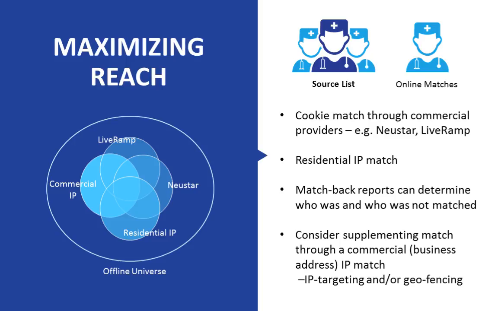But again, we don't look at it as an either or. We try to create the superset of these things, which gives us ultimately the highest percentage. So what you see on the left is a Venn diagram that says through LiveRamp, you're going to match X percent, maybe 30, 35%. Through Neustar, you'll get a similar number. Through residential IP, you'll get a similar number. Kind of a fourth optional way is through a commercial IP match.